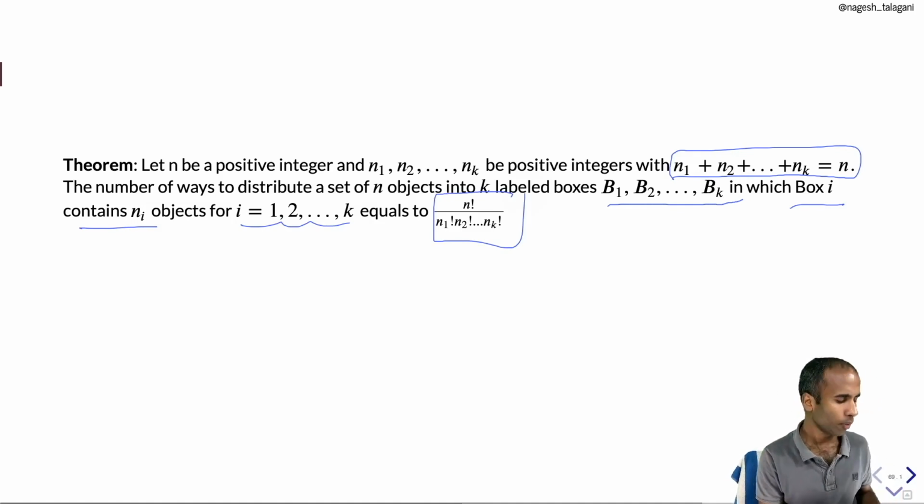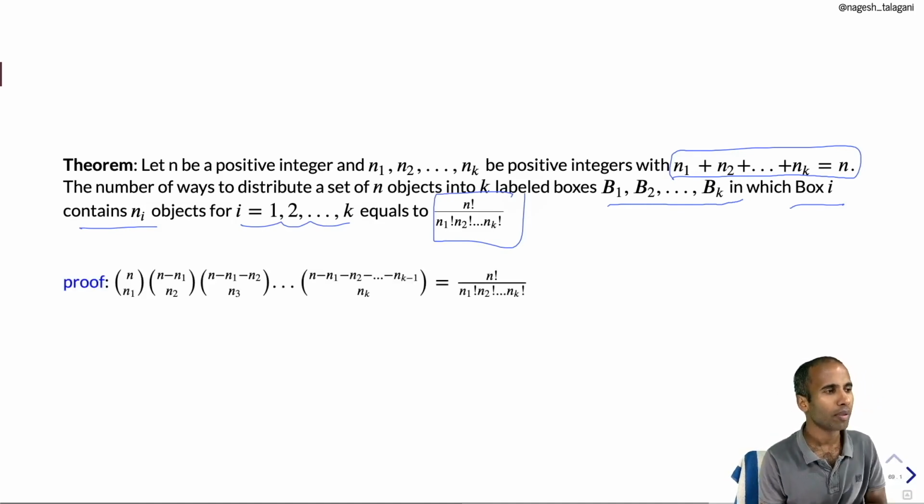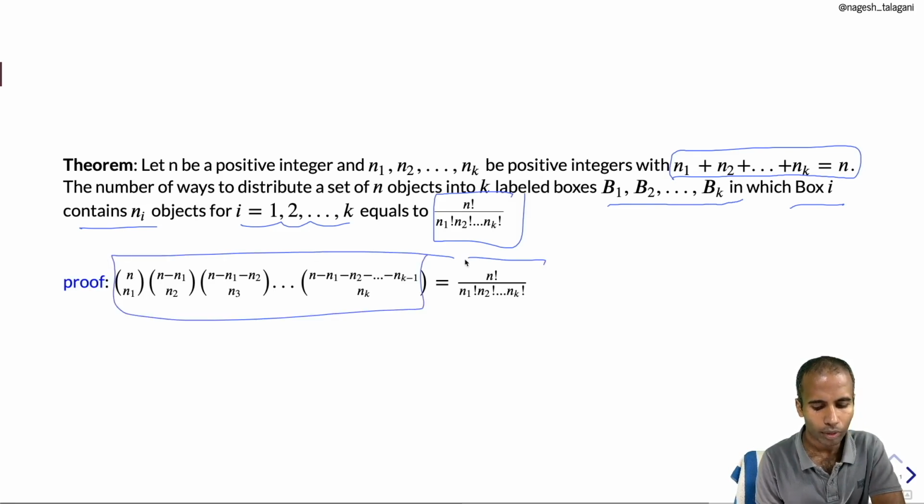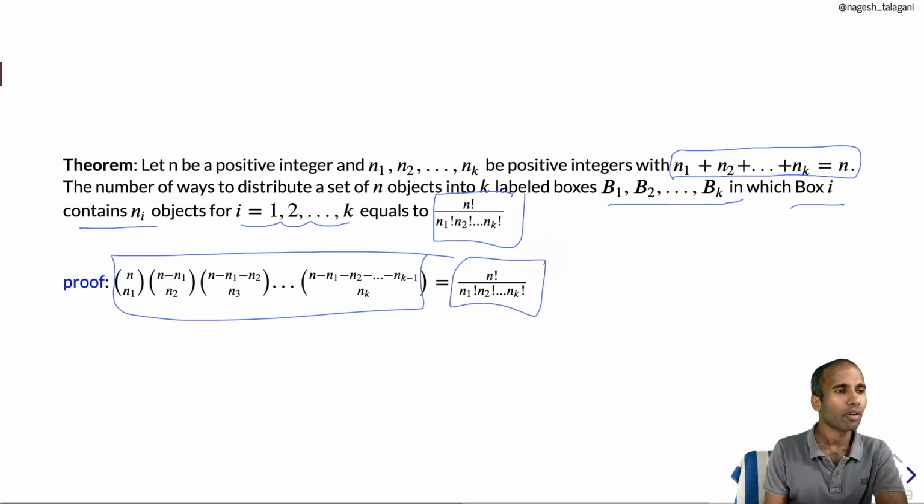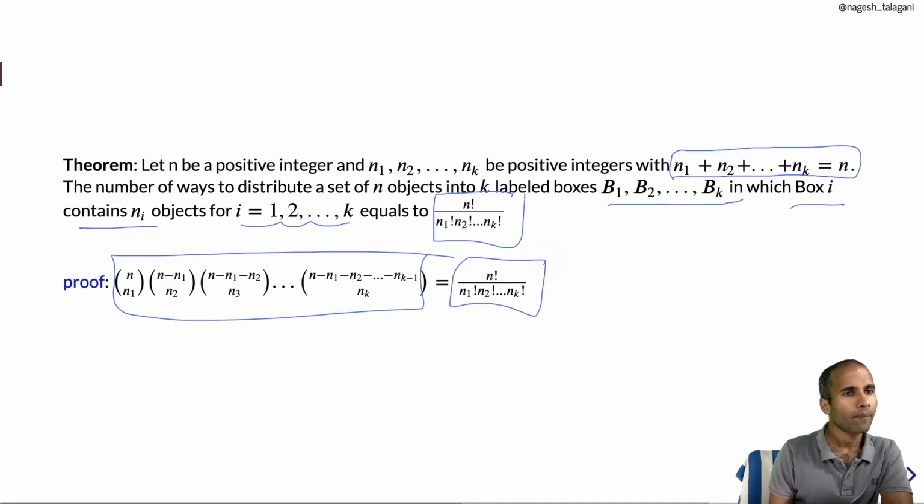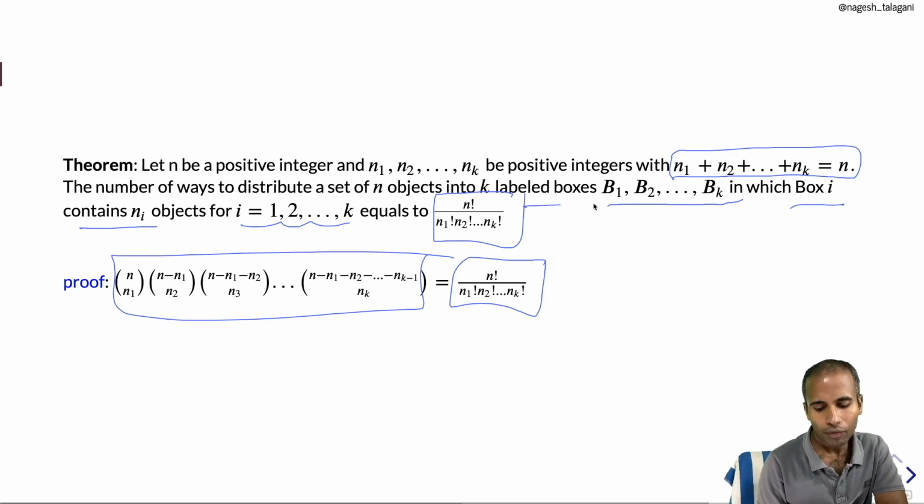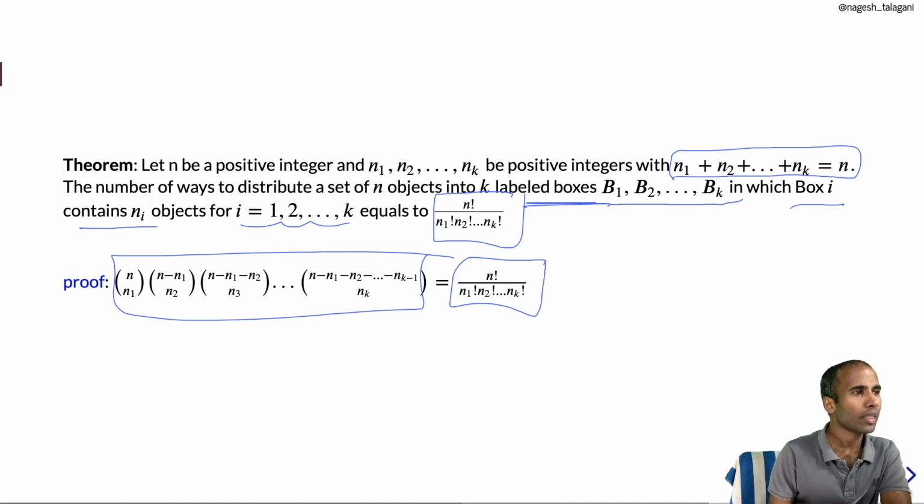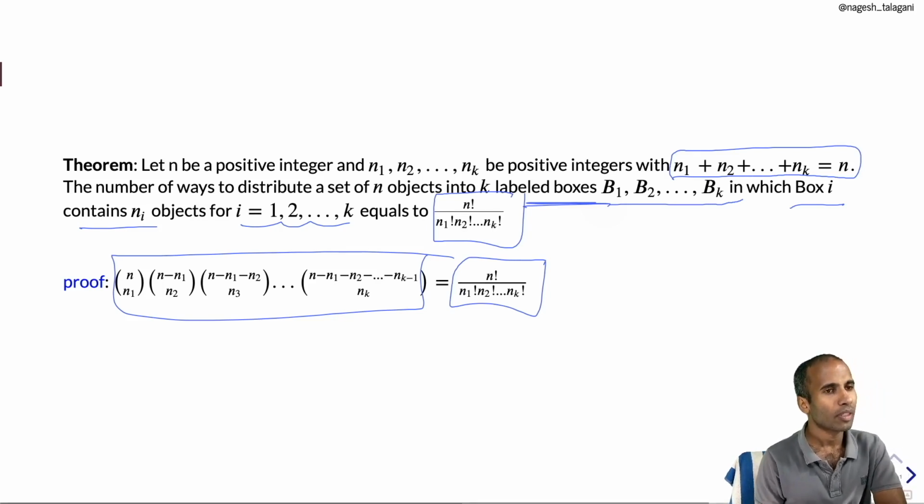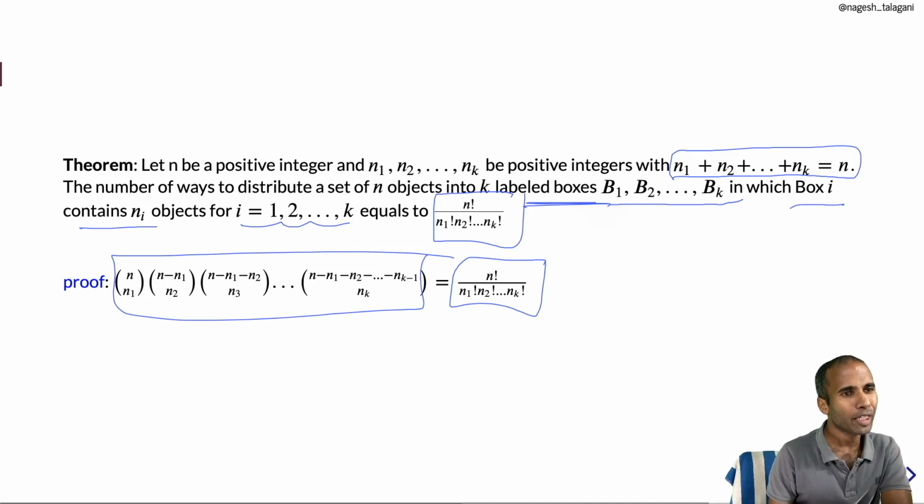The proof is simple, just like the previous problem. So n choose n1 times n minus n1 choose n2 and so on. This whole thing simplifies to n factorial by n1 factorial, n2 factorial, so on nk factorial. Here you have to be careful with the labeled box condition. If the boxes are not labeled, you have to be careful. So we'll see some examples, because it may create a problem when you are dealing with unlabeled boxes.